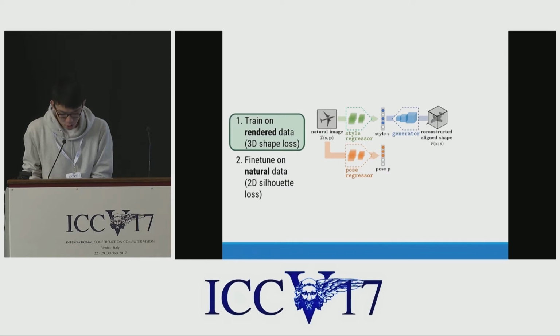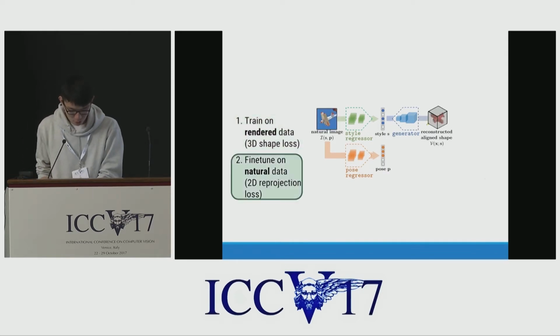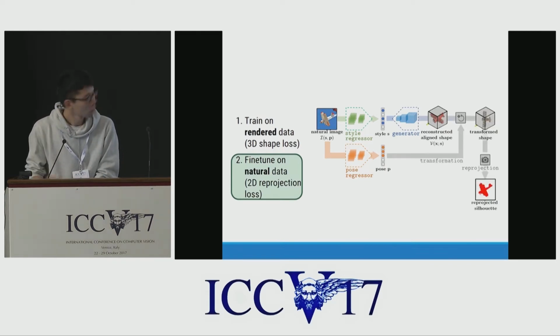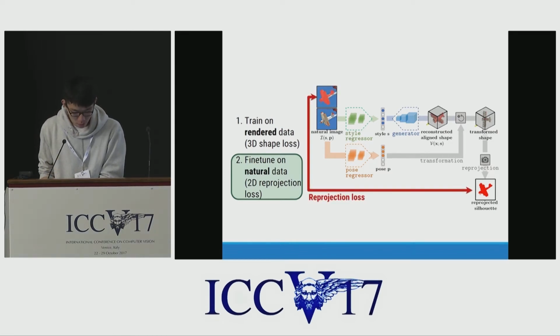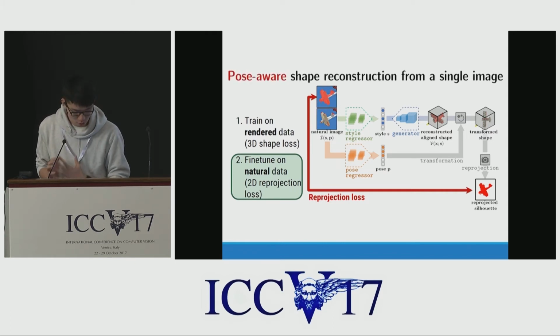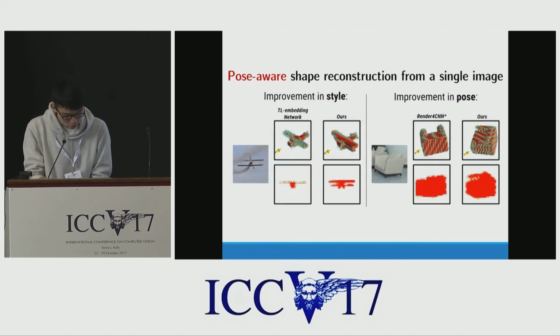We make two major changes to this pipeline. First, we add a vanilla pose regressor, and we train the style and pose regressors with synthetic data. In the second step, we reproject the estimated shape back to the image plane with the estimated pose, and we fine-tune our two regressors on natural images with the 2D reprojection loss. And we call our method pose-aware shape reconstruction from a single image.